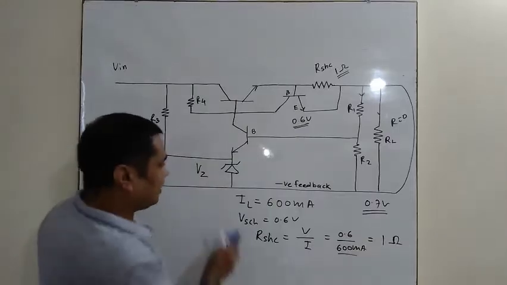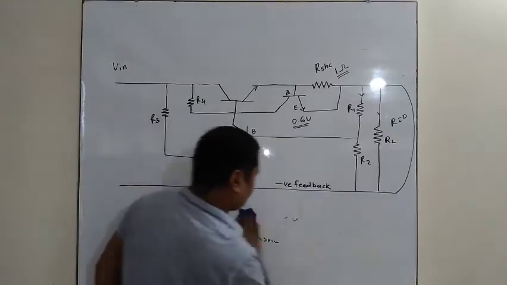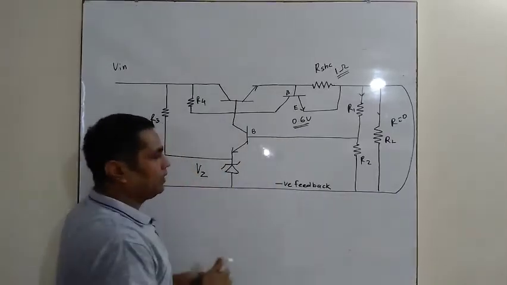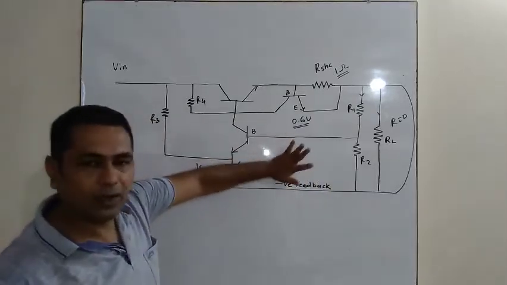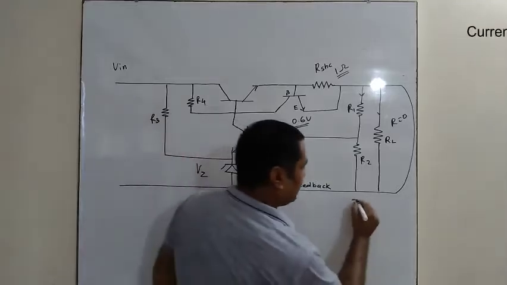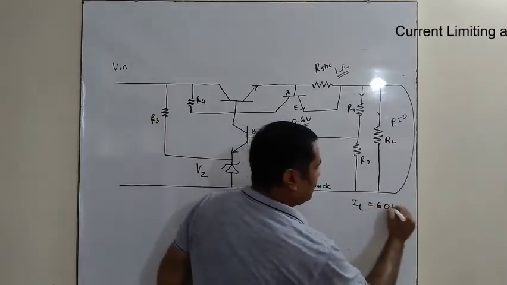Now, how is current limiting provided? Right now, if the transistorized circuit is connected and the power supply is switched on, let the load current IL be at 600 milliampere.